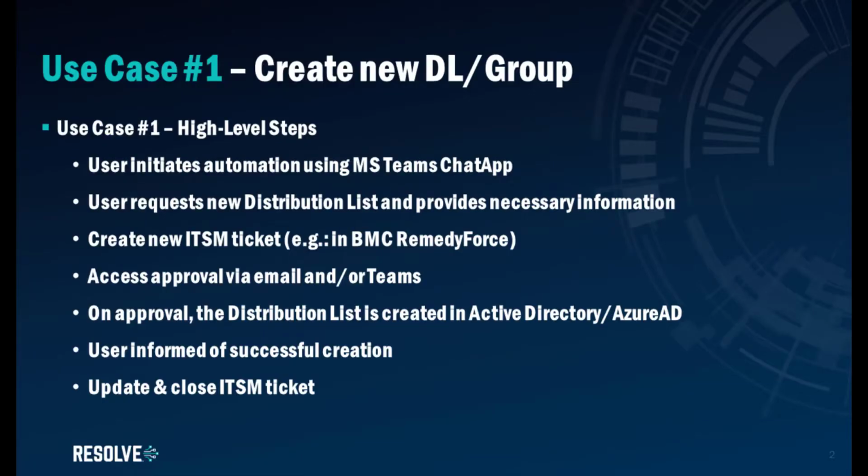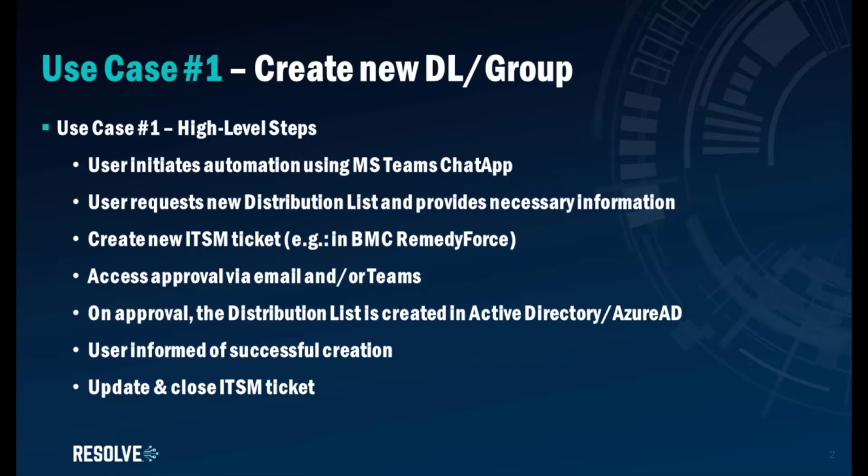The first demonstration or use case enables an end user to use a Microsoft Teams chat app to request the creation of a new distribution list. The end user needs to supply the DL group name and owner and any other information your business may require.